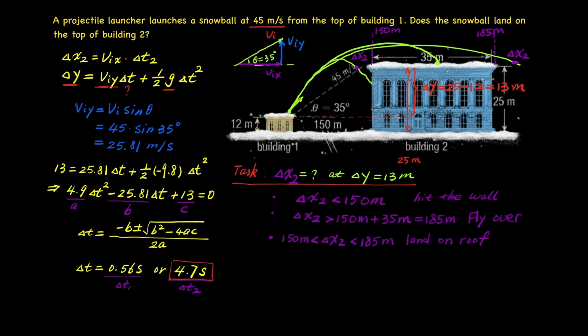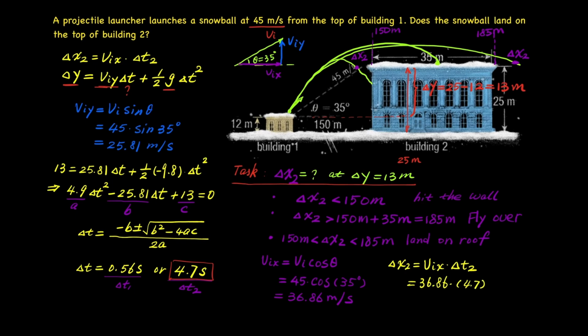But before the calculation, we need our horizontal velocity, Vix. If we go back to that same right-angled triangle we used, Vix is the adjacent side to our 35 degrees angle. So using the cosine ratio, we can get Vix equals Vi multiplied by cosine theta, which equals 45 multiplied by cosine 35 degrees, which is about 36.86 meters per second. So let's put them all together into our formula. Delta x2 equals Vix multiplied by delta t2. We have our constant horizontal speed of 36.86 meters per second and multiply it by our time of 4.7 seconds.